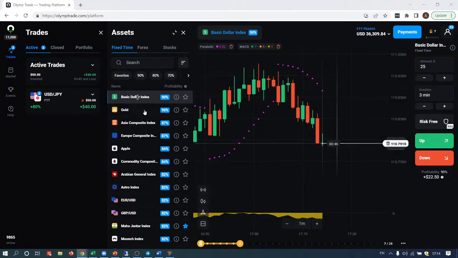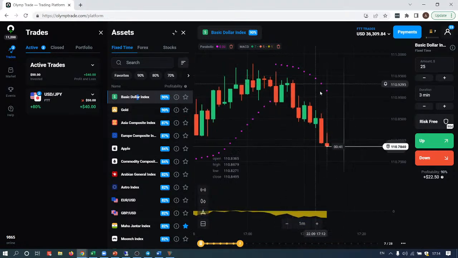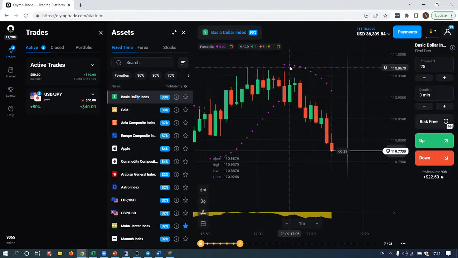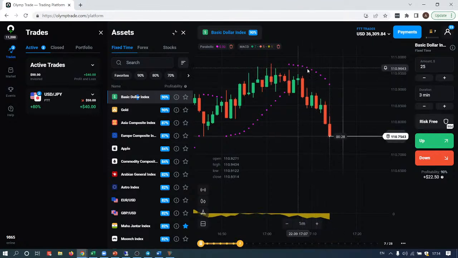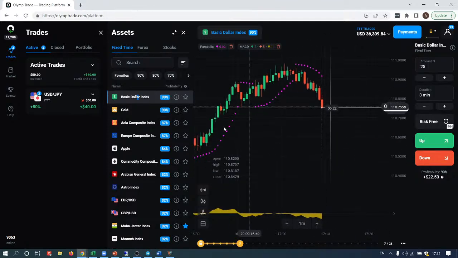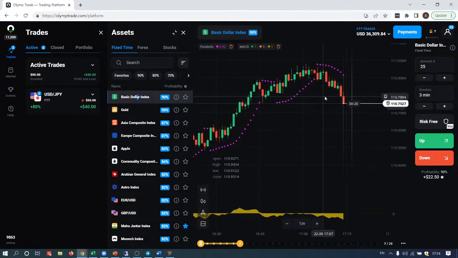Let's check some other assets. The same situation here, basic dollar index. I can see that all this time we could be opening trades. I call these waves. During this wave, I could have opened a number of trades in the downwards direction. Yeah, that's how it works.